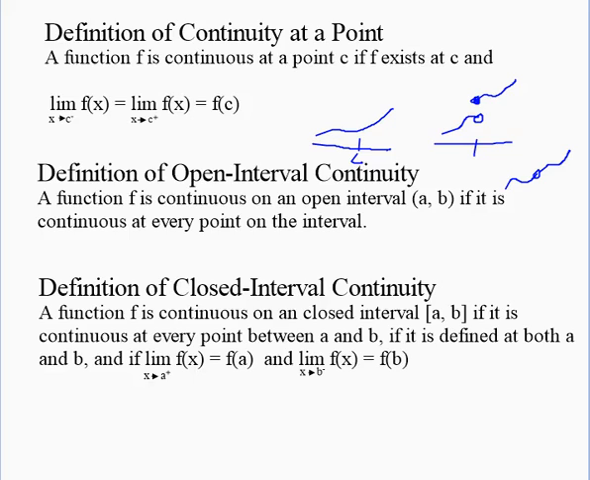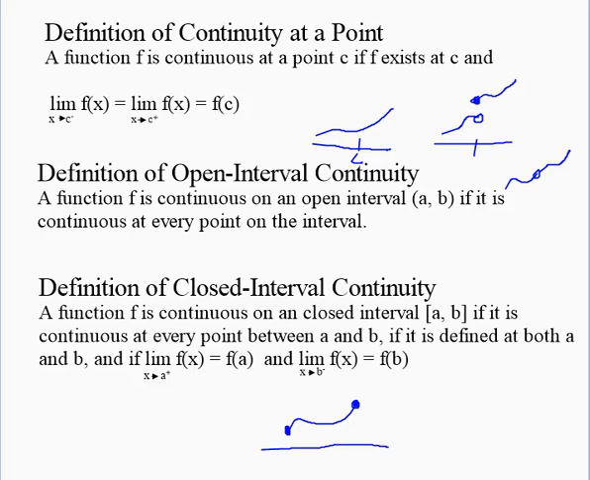So it's continuous on a closed interval AB if it is continuous at every point between A and B, and if it is defined at both A and B, and if the right-hand limit at A is equal to f of A, the actual value when you plug A in, and the left-hand limit at B equals f of B, so when you plug in B. So it's just saying these have to be included, they have to be filled in.